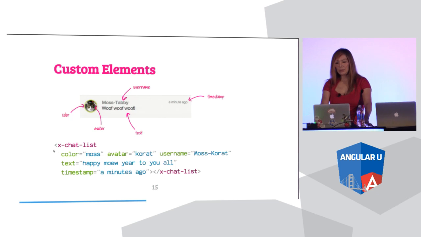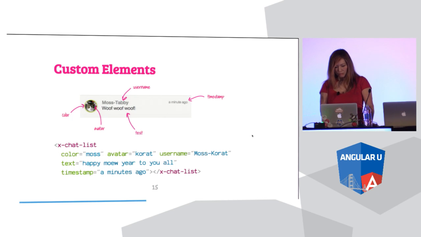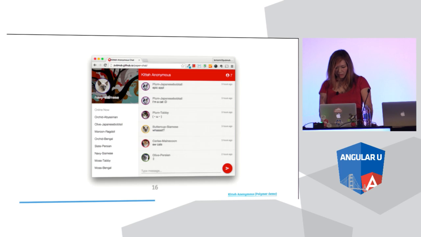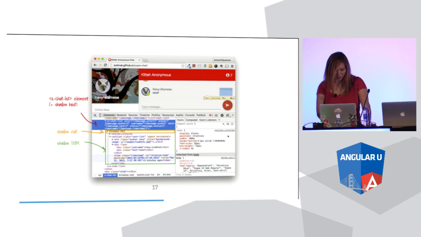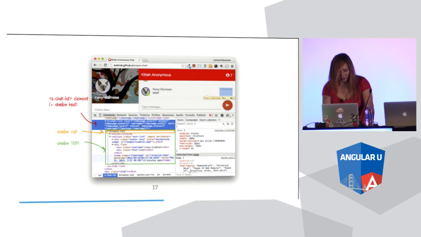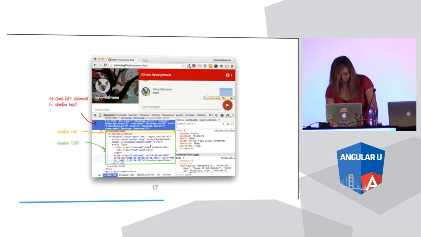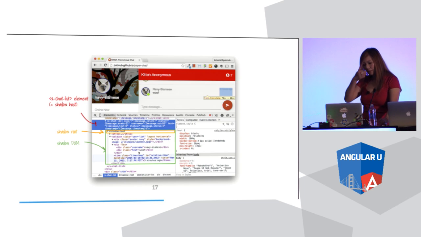So this is how it looks. When you look at this x-chat-list in dev tools, just like the audio element I showed you, you see this element is now called the shadow host, and you see the shadow root and all the Shadow DOM, which I have predefined because I made it.